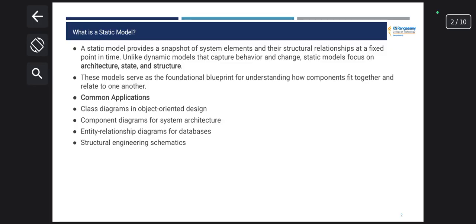Common tools for static models include UML class diagrams, component diagrams, and entity relationship diagrams. Static models help developers understand the system's architecture before writing code, reducing errors and design flaws. So this is known as a static model.